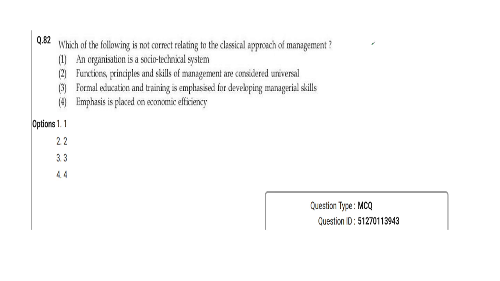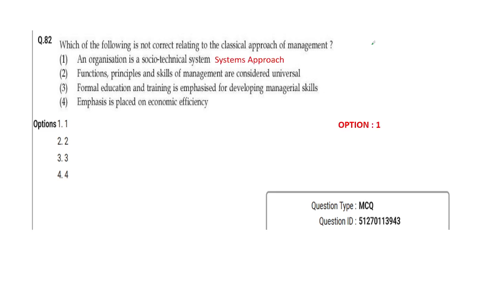Question number 82: which of the following is not correct relating to the classical approach of management? An organization is a socio-technical system. Functions, principles, and skills of management are considered universal. Formal education and training is emphasized for developing managerial skills. Emphasis is placed on economic efficiency. So the answer is option 1, because it is given in the systems approach.